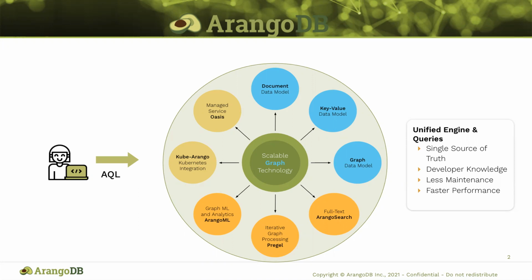So for example, our full text search and retrieval engine, ArangoSearch, our iterative graph processing framework based on Google's open source framework Pregel, and then our GraphML and analytics stack, ArangoML.